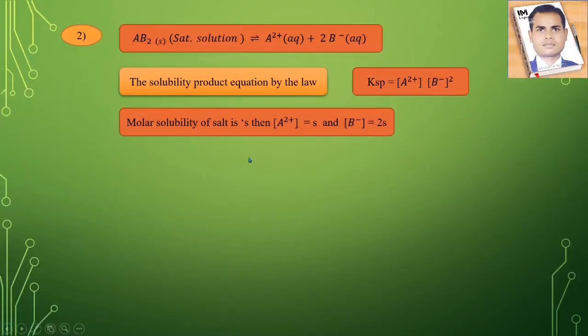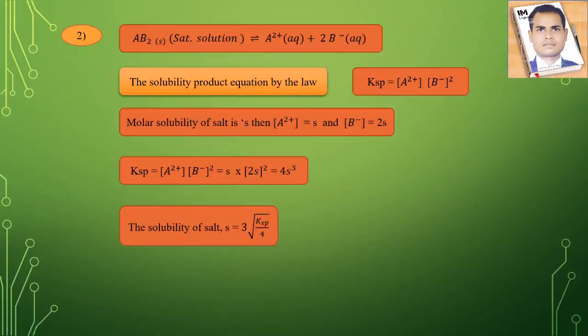So KSP equals in bracket A2 plus into in bracket B minus whole square. You will write in this way: S into in bracket 2S bracket square, equals 4S cube. So the solubility of salt for this type of salt is S equals cube root of KSP divided by 4. This is for the second type, that is AB2 or A2B.